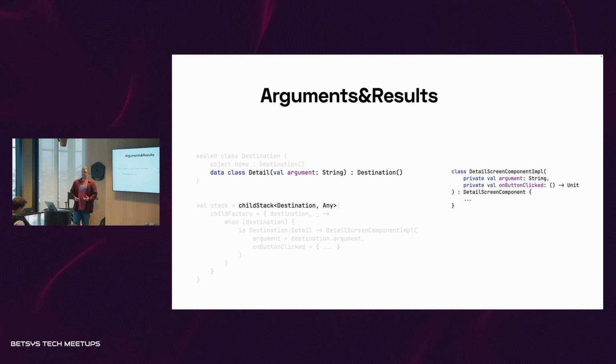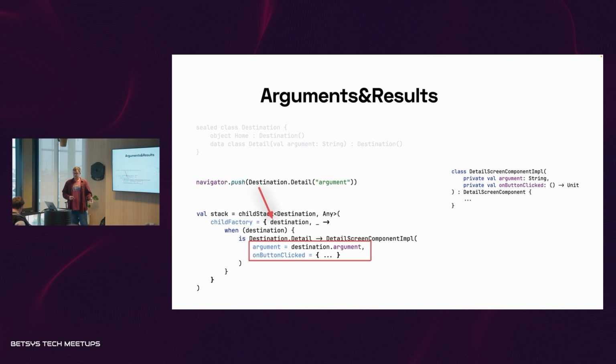So what you can do is put some data into them, and then when you are creating your component manually in the factory, which you have to implement when creating the child stack, you just pull the data of that configuration, that destination, and pass it to your instance of the component. And as you can see, there's also this lambda, on button clicked, which we can call from that nested component, and it will bubble up, and we can react to it at this level of the child stack.